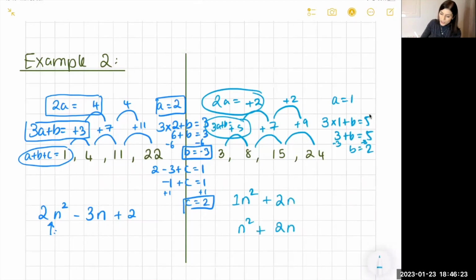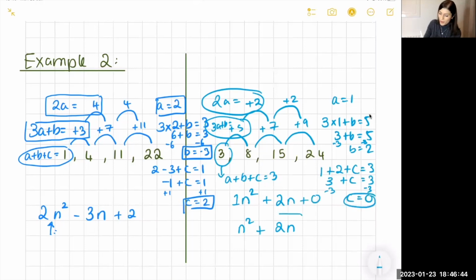Okay, and now the last equation, which I'll write here, is a plus b plus c is equal to 3. So we know our a is 1, our b is 2, and we need to work out what our c is. So 1 plus 2 is 3. So c must be 0. So you put plus 0, and we don't need to write that. So our nth term is this.